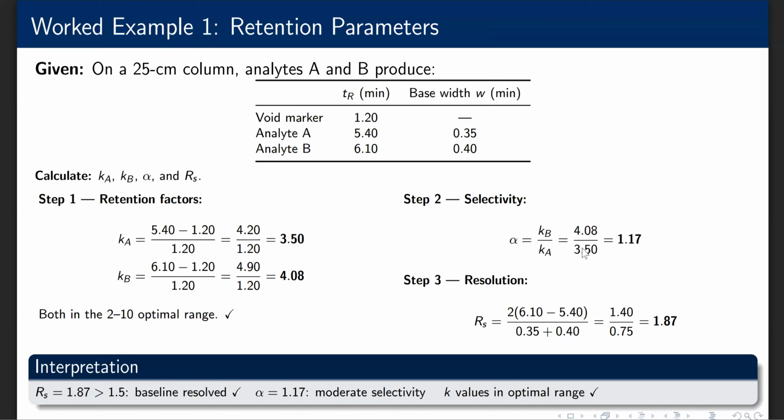For selectivity, alpha equals Kb over Ka, so 4.08 divided by 3.50, which equals 1.17. So this is moderate selectivity. The column does differentiate the two compounds, but they're not dramatically different. For resolution, 2 times (6.10 minus 5.40) divided by (0.35 plus 0.40), that is 2 times 0.7 divided by 0.75, which equals 1.87. Since this exceeds 1.5, these peaks are baseline resolved, and this method would pass system suitability. These numbers will reappear in later worked examples, so please try to remember them.